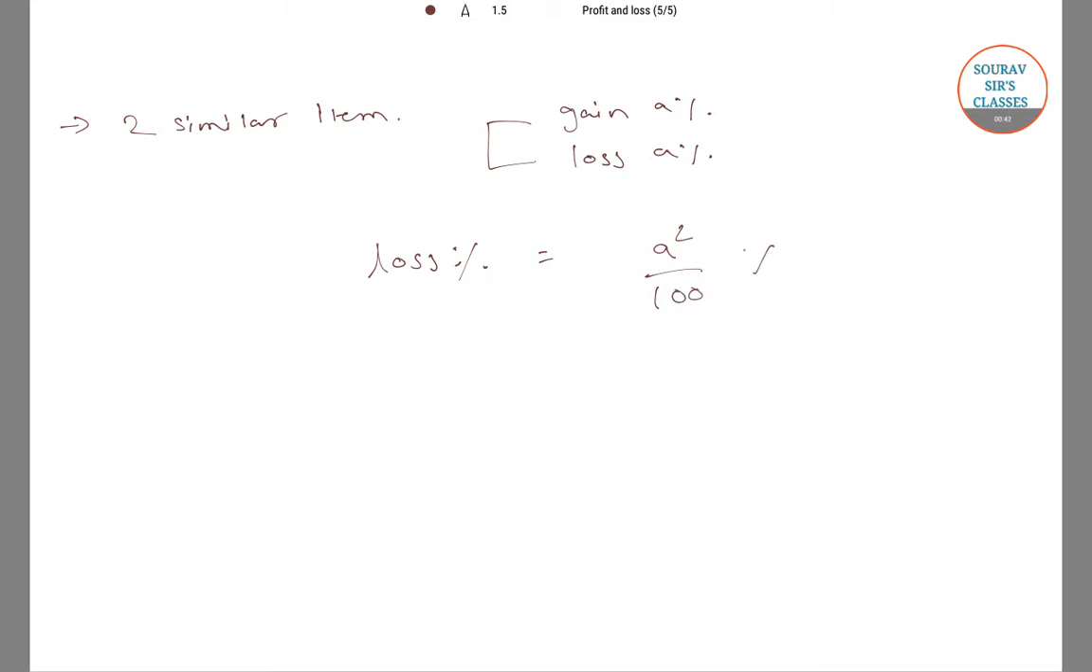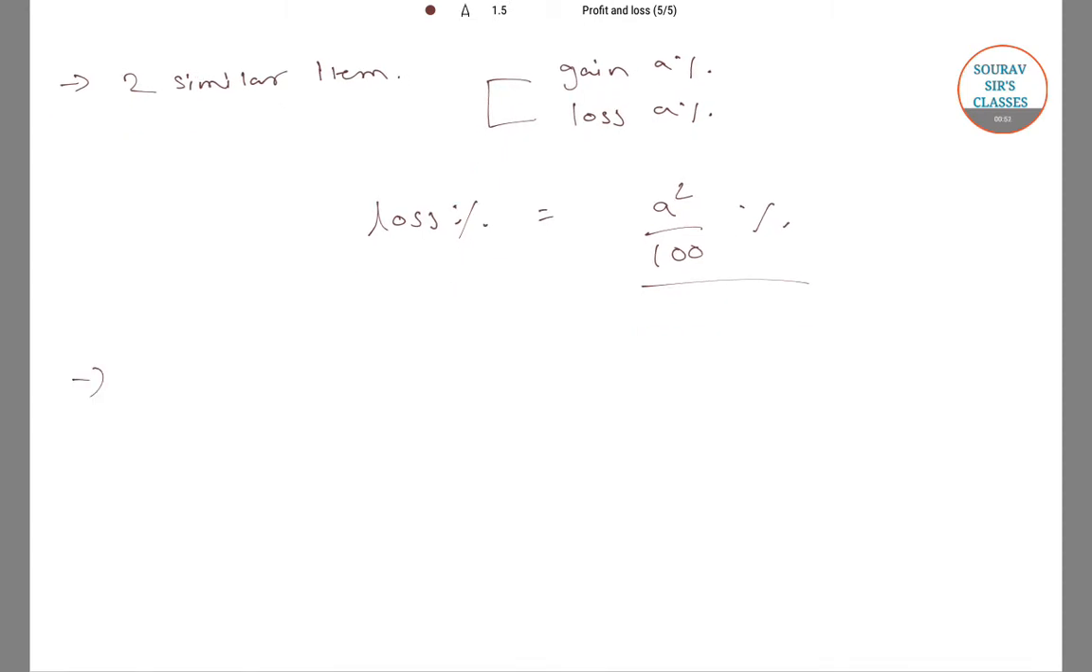The first being, if a person sells two similar items, one at a gain of A% and the other at a loss of A%, then the seller will always incur a loss, which is given by loss percent is equal to A square by 100%. So his loss percent would be equal to A square by 100.